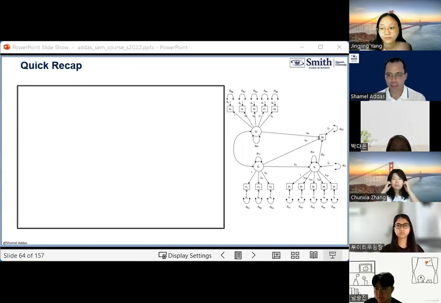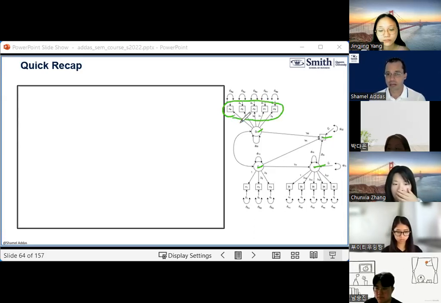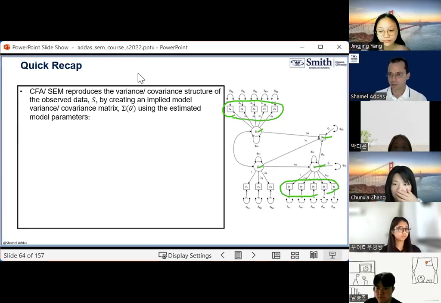Remember, we talked about exogenous and endogenous variables. So here we have two exogenous variables and two endogenous variables. Notice that of the endogenous ones, one of them is a latent variable, that's a circle, and one of them is an observed variable, that's a square, right? And then, of course, we have the measurement model. So each exogenous variable is going to have the x's, and each endogenous variable is going to have the y's. Okay, so let's start the recap.